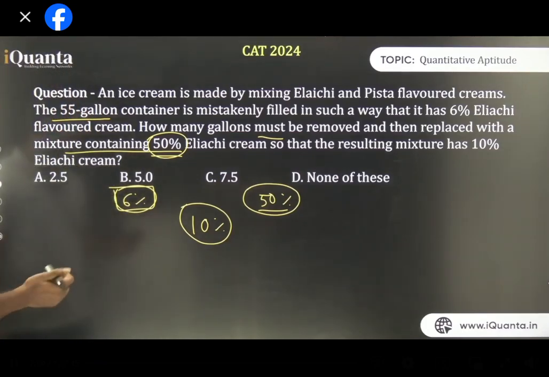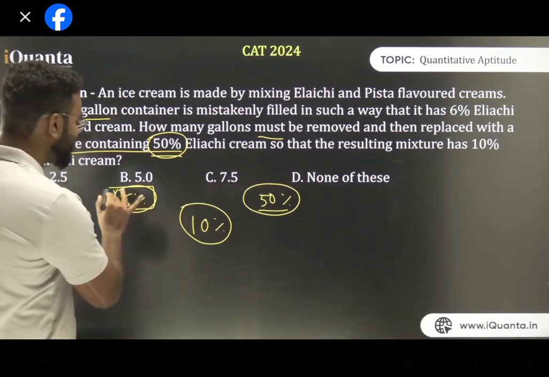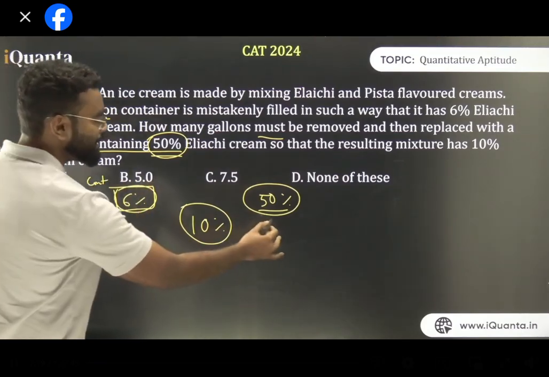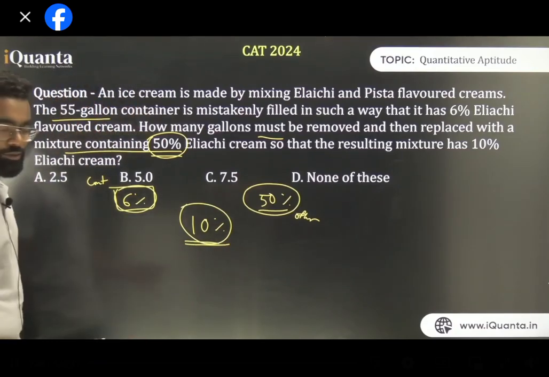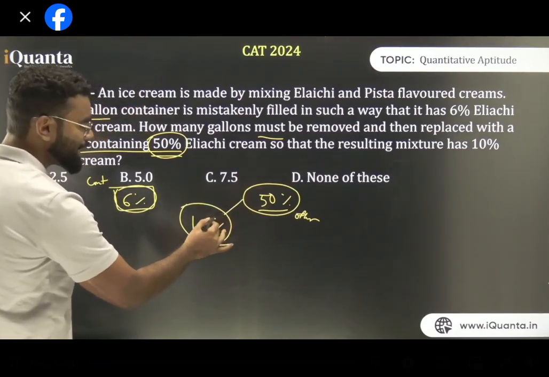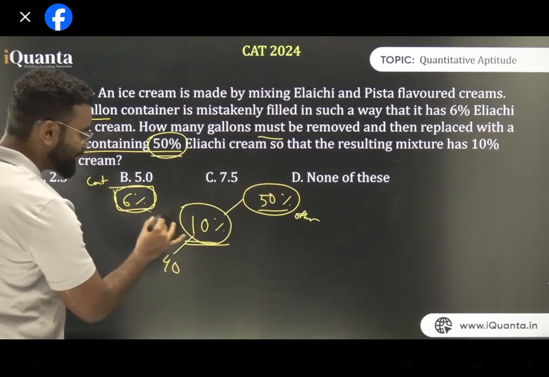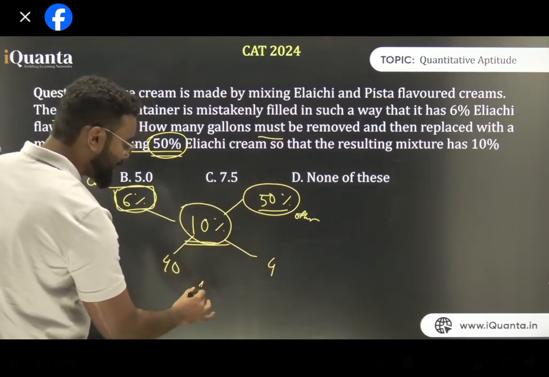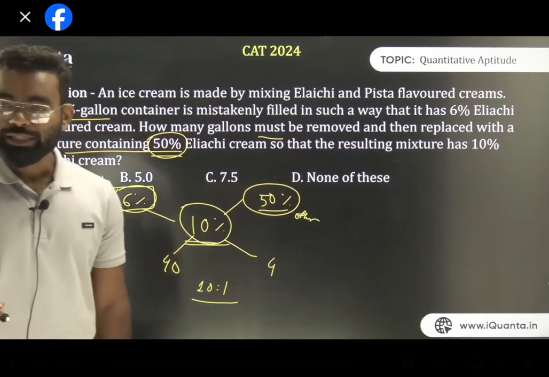So if this is the question, now just do the mixture allegation. This is initially in the container, this is the other cream, and this is the average. I'm subtracting the average from the dearer one, which gives 40%, and subtracting the cheaper from the average, which gives 4. So what is the ratio? 10:1 is the ratio. Am I clear? The ratio is nothing but 10:1.